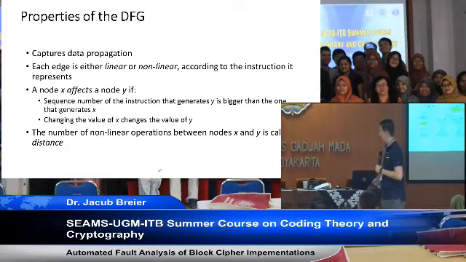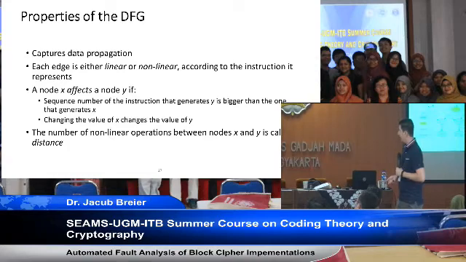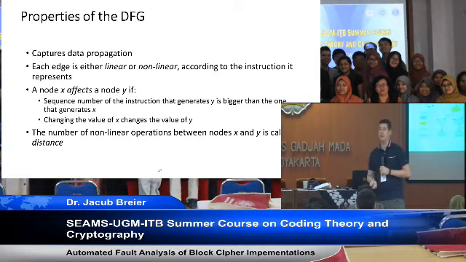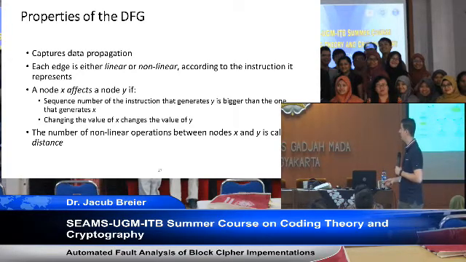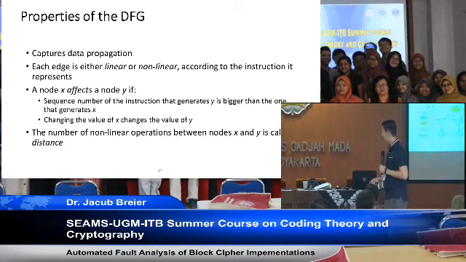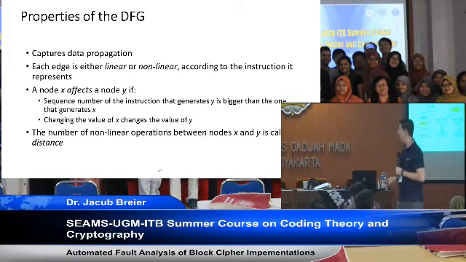So let's take the data flow graph again, and let me explain some of the properties. For example, the first edges are linear. The AND is a nonlinear edge because it performs a nonlinear operation. As I mentioned, whenever a node is above some other node, it affects the other node.